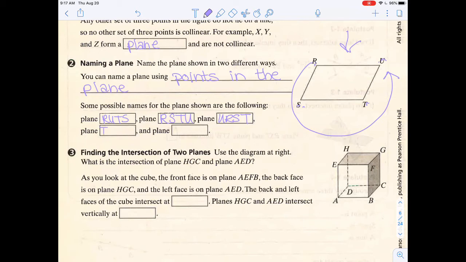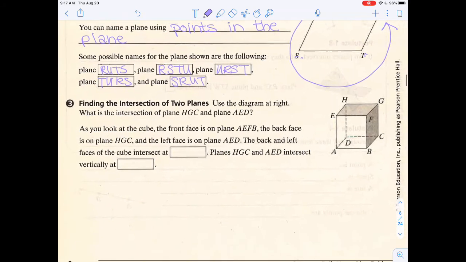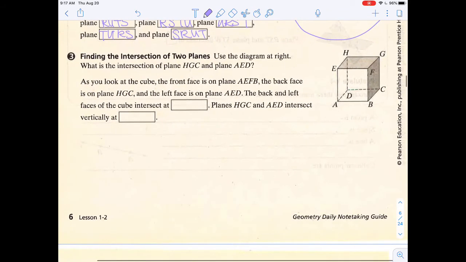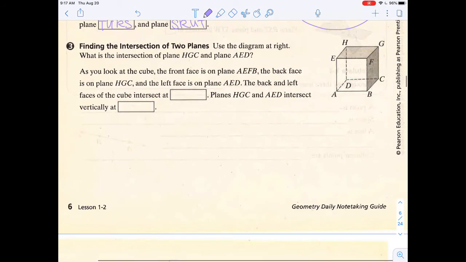I could start with T and say TURS. Or I could start with S and I could say SRUT. Okay, it doesn't matter. You can pick any letter to start with as long as you go around the outside. You are correct. Okay. Finding the intersection of 2 planes.